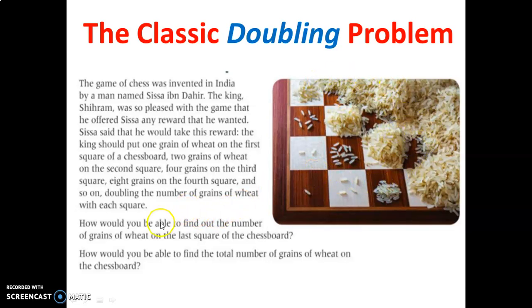Let's talk about how much that is. There are 2 questions we're going to come back to in this unit. One is this: how would you be able to find out the number of grains of wheat on the last square of this chessboard? As you know, a chessboard is 8 by 8, so that means there's 64 squares. So eventually, the last square will be square 64. And how many grains of rice will there be? And then, what is the total number of grains of wheat or rice on the board? Wow, it would be a huge number. But let's talk about this first problem today.